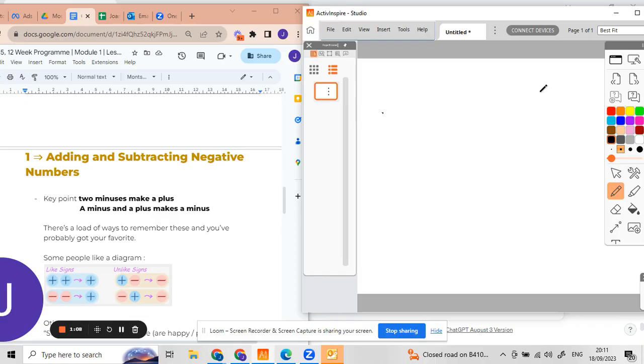Okay, so if you see two negative signs, I'll just get my board working because it's not turned around right. Let's turn it around the right way. And that's now upside down.